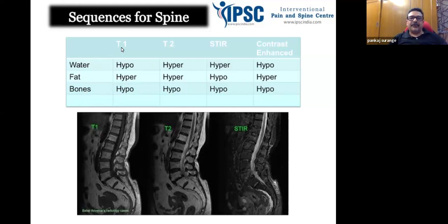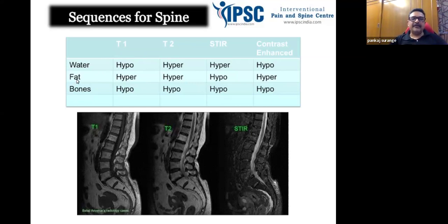So when we see T1, water looks hypo. To make you understand, hypo means it is dark. Hyper means white. Whenever white is there, I'll say it is hyper. Hypo means dark, hyper means white. For you to understand it clearly: on T1, water looks dark. On T2, it will look white.